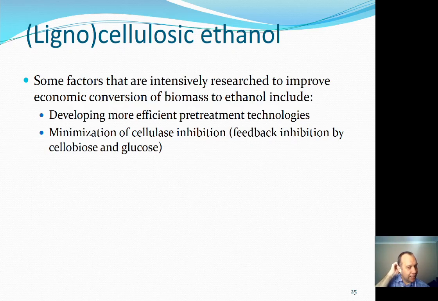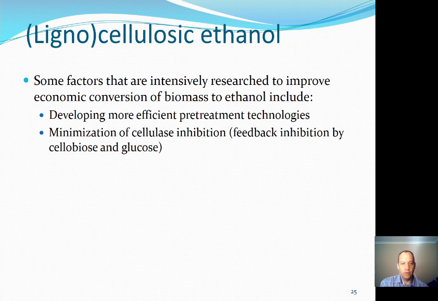We want to try and minimize cellulase inhibition. If you are using a separate hydrolysis and fermentation process, it means you're trying to hydrolyze all of your cellulose first before you start the fermentation step. And as you hydrolyze more of your cellulose, you get more free sugars being released.